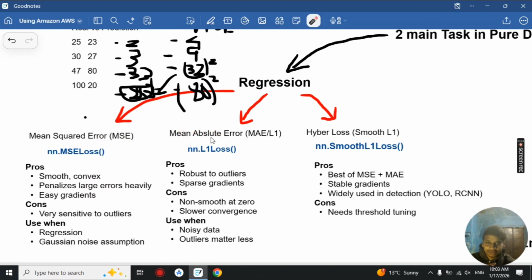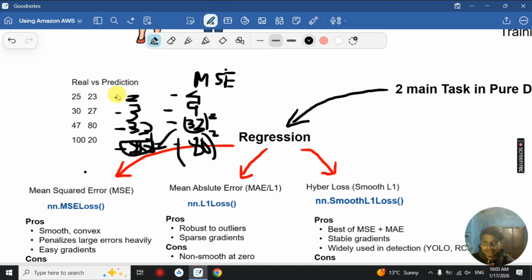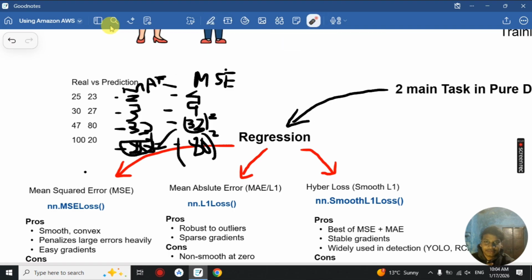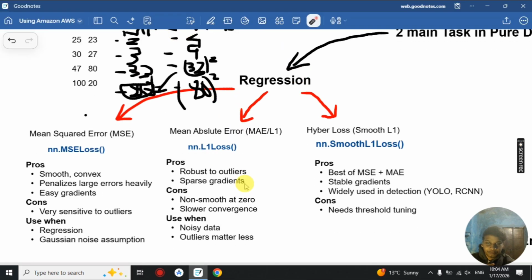Mean absolute error is the absolute error between these. Basically we measure the distance between these. This one is all about mean absolute error. The pro is that it is very robust to outliers. So even if 100 is an outlier, it gives only a small error here.